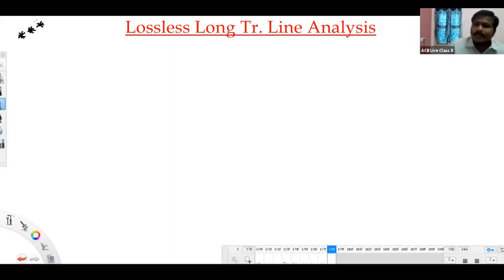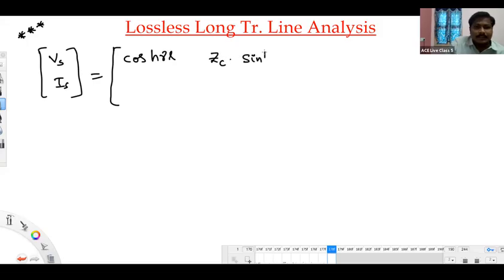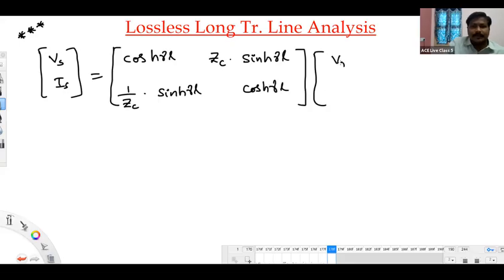First of all, we studied in the case of long transmission line that the sending end voltage and current vector will be equal to the ABCD parameters multiplied with the receiving end voltage and current VR, IR. What are the ABCD parameters of a long transmission line? Cosh gamma L, ZC sinh gamma L, then 1 by ZC sinh gamma L, and cosh gamma L. These are the ABCD parameters of the long transmission line.